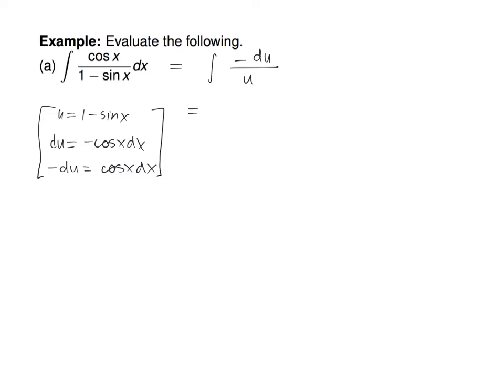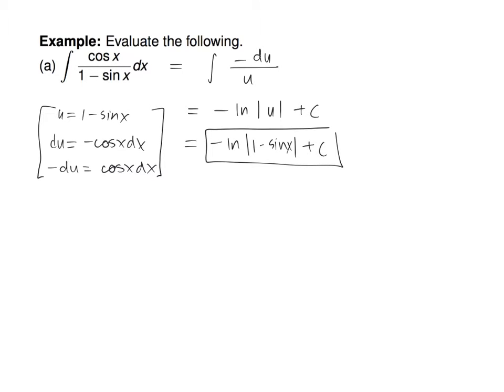Yes, it should be negative natural log absolute value of u plus c, or negative natural log absolute value of 1 minus sine x plus c. And then is the 1 minus sine x technically underneath the fraction? Let's think. You don't have to do that, but you could have written it as ln absolute value of 1 over 1 minus sine x, because that is like a negative exponent. But you don't have to do that. It's not required. It's just if it happens when you're checking your answers. Okay.